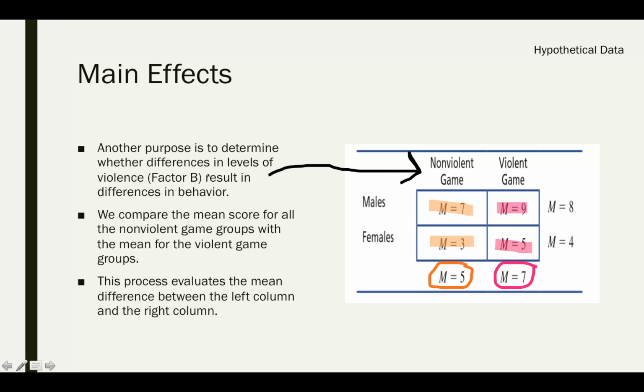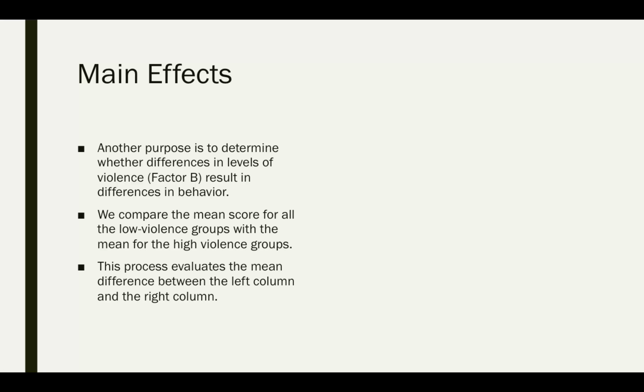So this is our B, this is our factor B. So we're going to also determine whether differences in levels of violence result in differences in behavior or have an effect on behavior, which was our original question. So we compare the mean score for the nonviolent games with the mean for the violent games. And like I said before, we have a mean of 5 and a mean of 7. Okay, so the process evaluates the mean difference between the left column and the right column.